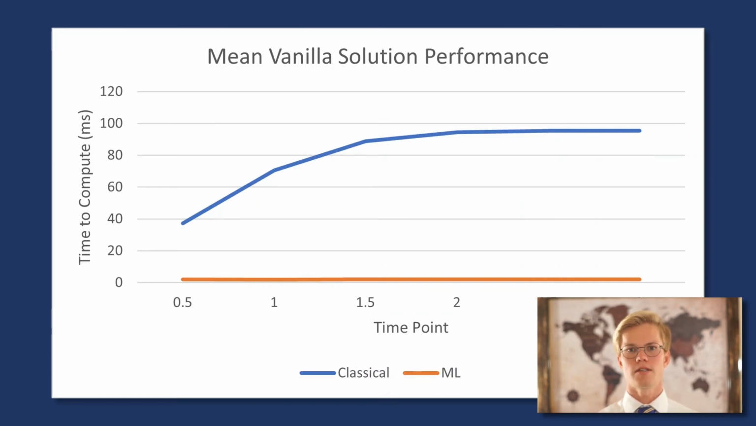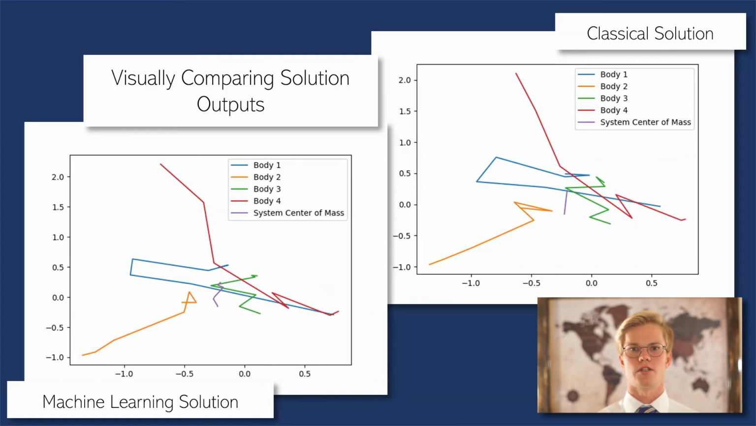In conclusion, this study has proven that machine learning-based solutions are capable of efficiently solving complex 4-body problems. While additional work is needed to increase the accuracy of these solutions, I've proven that they are capable of recognizing the patterns in the partial differential equations used to solve 4-body problems classically.